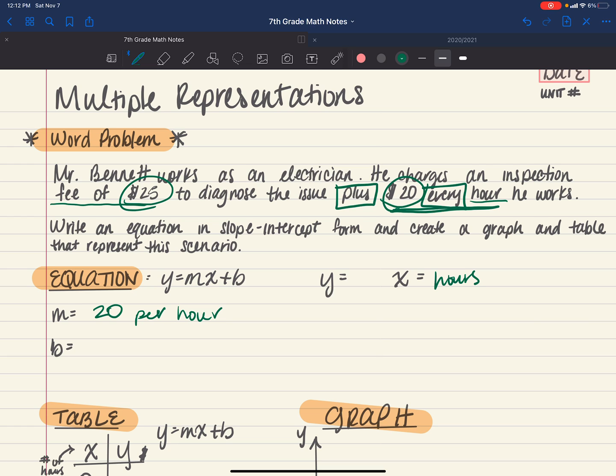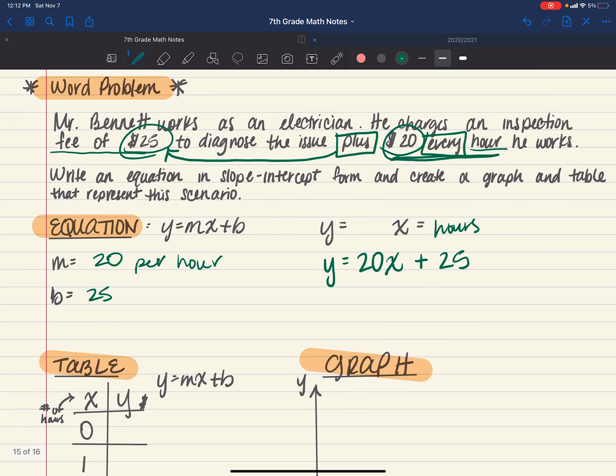It also tells me that x is hours. You guys should know by now that time is always independent. So whenever time is involved in your equation, that is always going to be your x. So x represents hours. We have $20 per hour. So now I know that the plus belongs to that $25. Putting it all together, y equals 20 times hours plus a $25 diagnostician fee. There's my equation: y equals 20x plus 25.